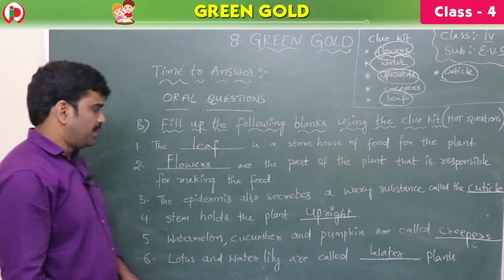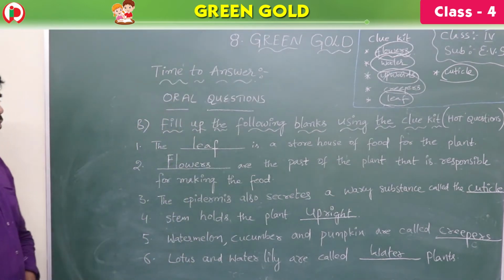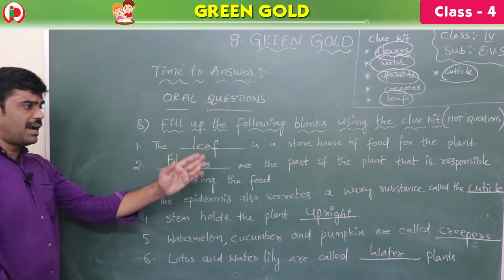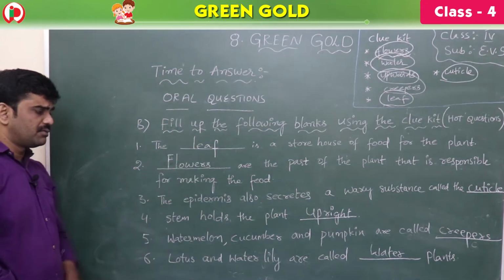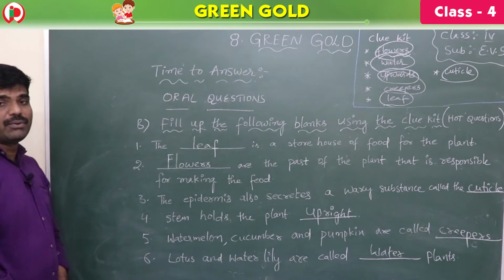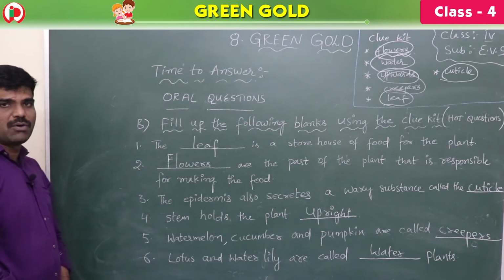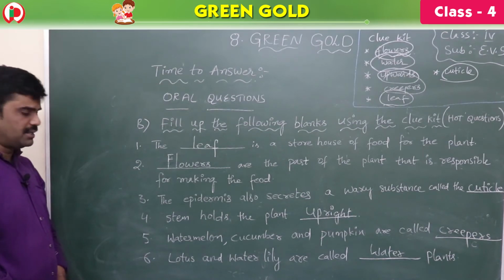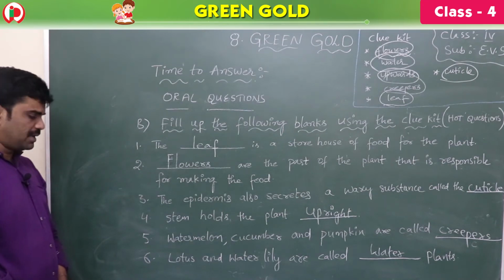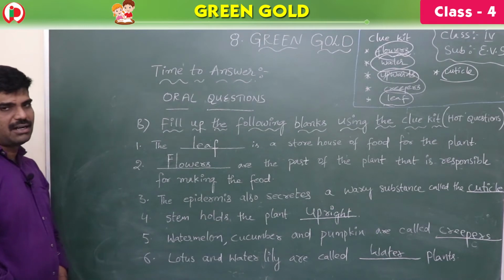So once again I repeat, the leaf is a storehouse of food for the plant. Flowers are the parts of a plant that is responsible for making the food. Third one, the epidermis also secretes a waxy substance called the cuticle. Fourth one, stem holds the plant upright. Next one, watermelon, cucumber and pumpkin are called creepers. Lotus and water lily are called water plants.